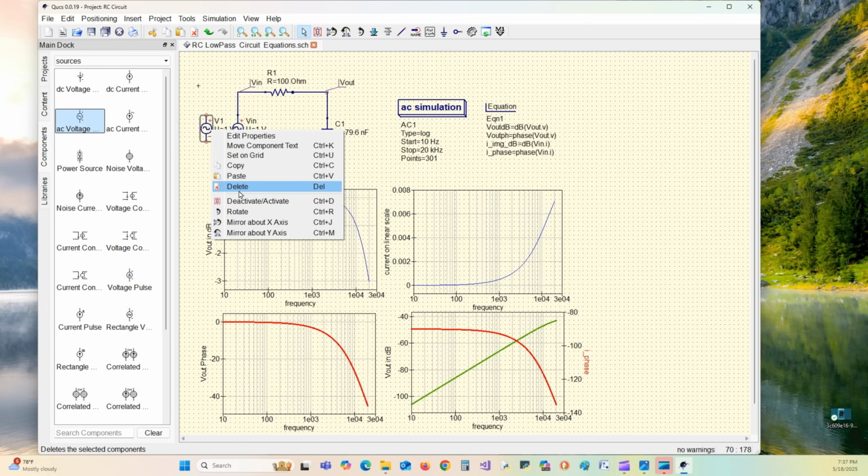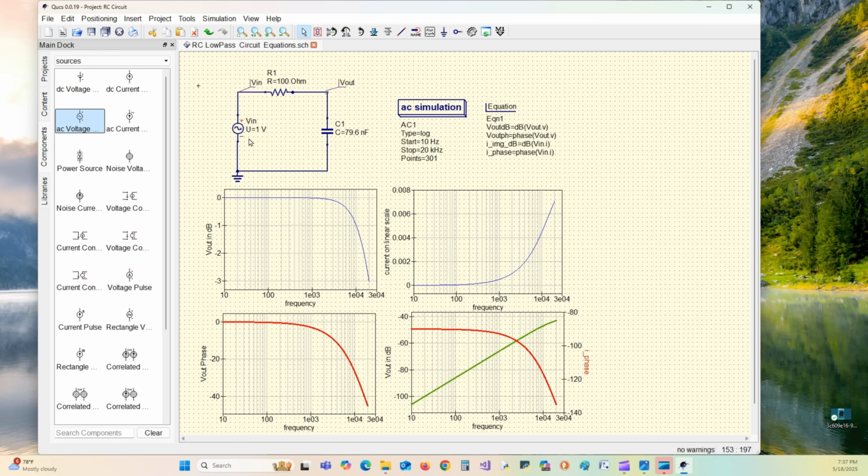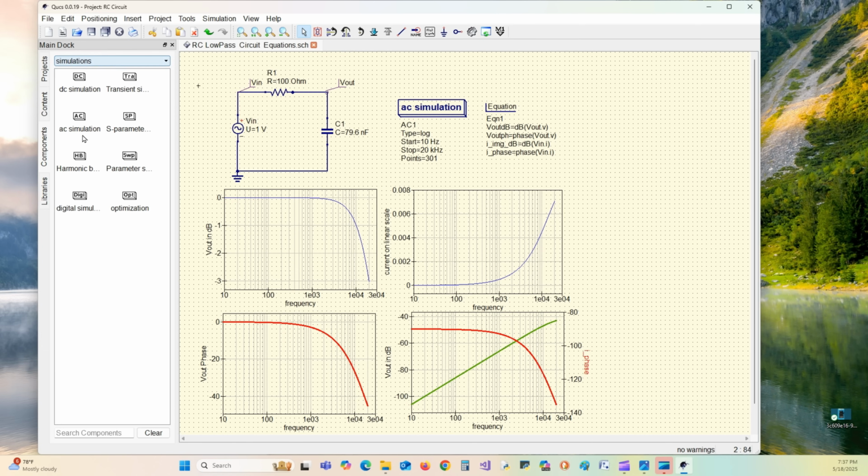But that's all done, so we're just going to move on. So we need to do a simulation. So we go down to the simulations. We're going to do an AC simulation. We bring that over to here.